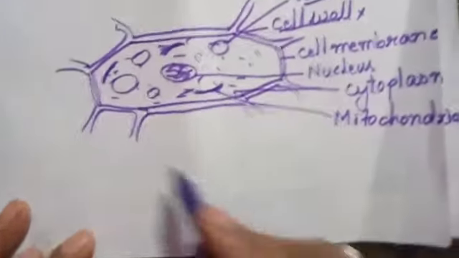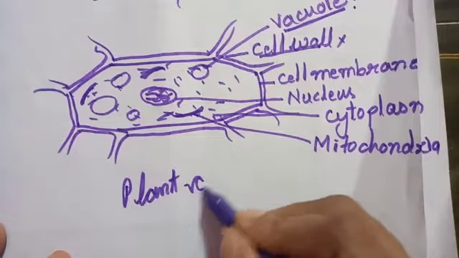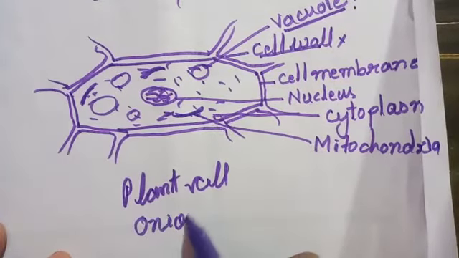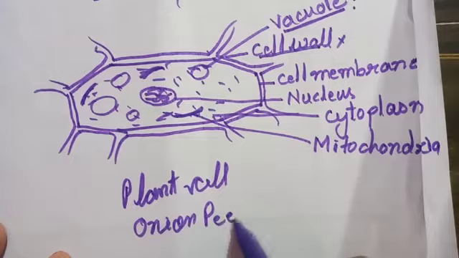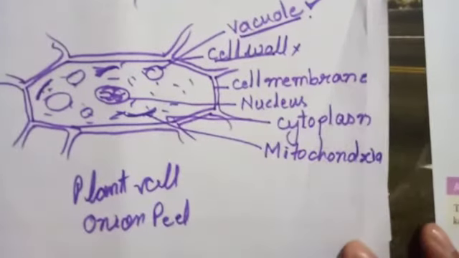What is this? So this is the plant cell. Where is it present? Onion peel. Onion peel. Is it clear? Is the diagram clear? Any problem?